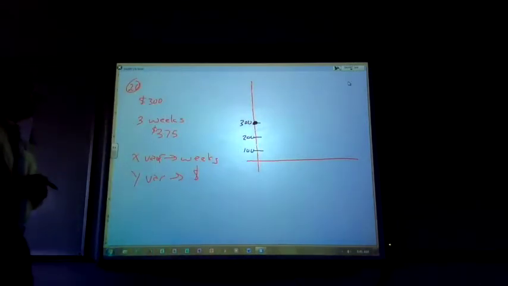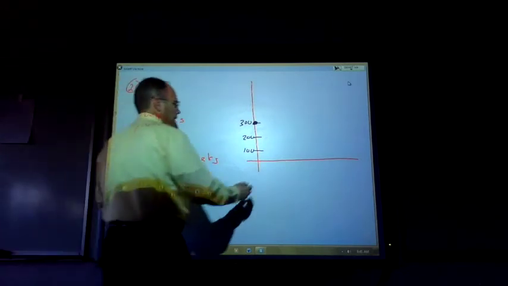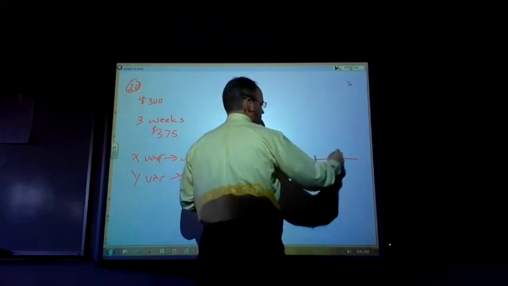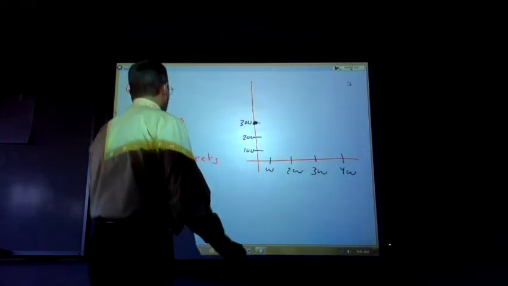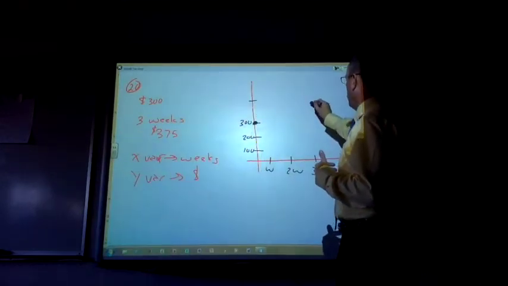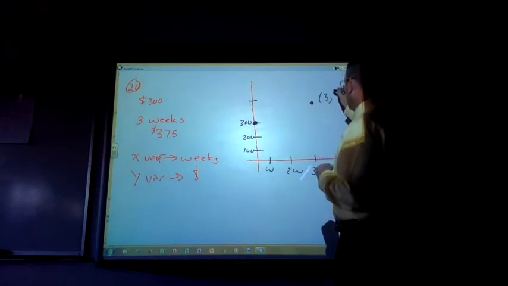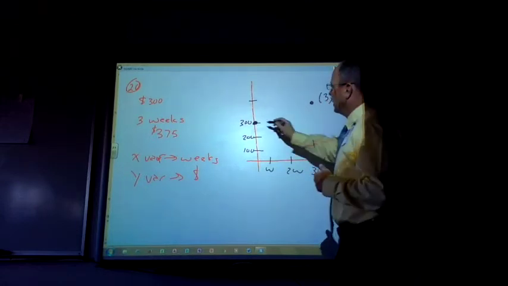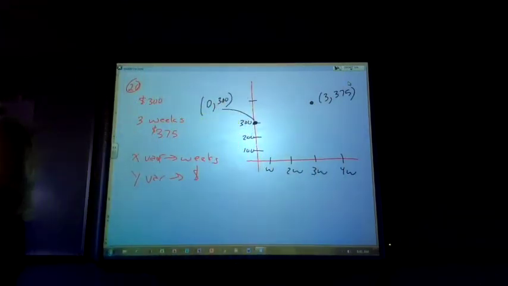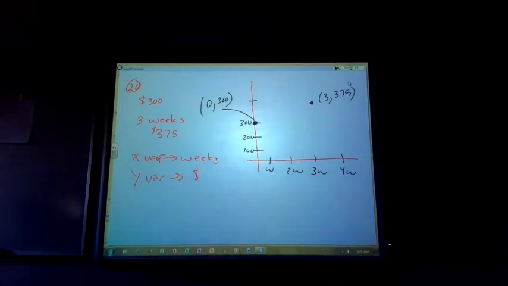Okay? And 1 week, 2 weeks, 3 weeks, 4 weeks, so on and so forth. So 3 weeks after the fact, you're up to 375. This was at 0 weeks, 300. Alright, so your x variable is your weeks, your y variable is the money.